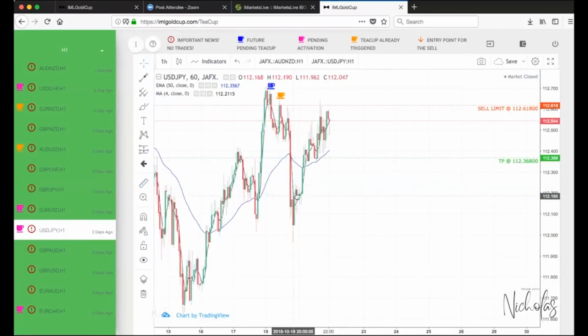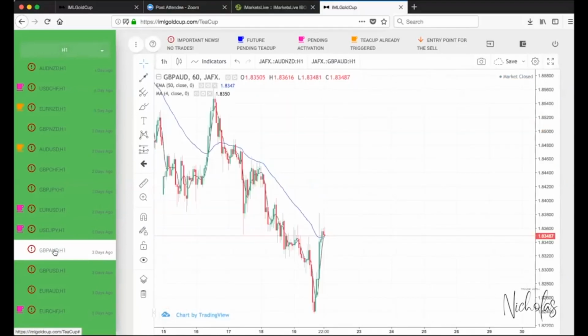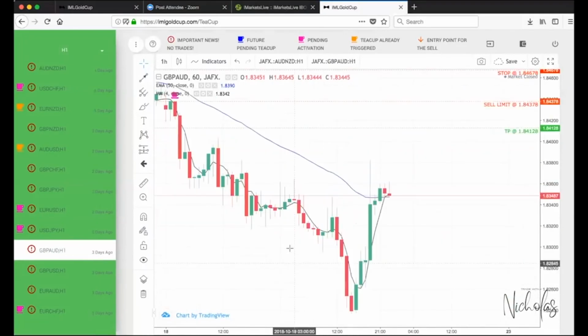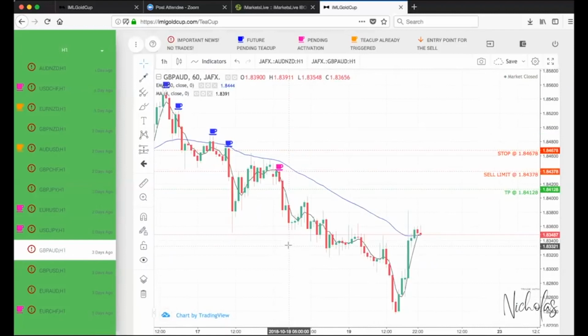Price goes down, comes up. Looks like it had its run. Came in here, shot back down. Now it's on an uptrend. I'm not taking that trade. GBP AUD. This is a good one. This is a really good one.